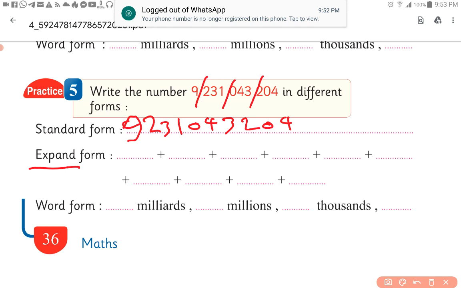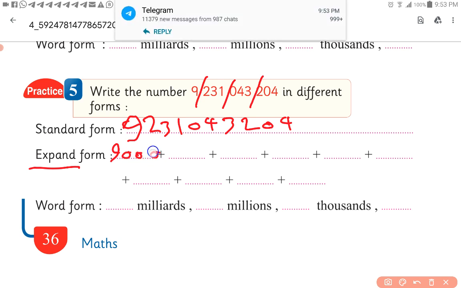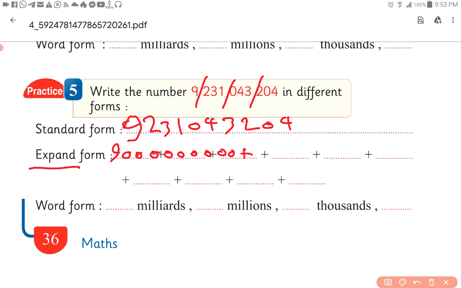We'll write the value of each digit. Give me the 9. What is before it? Count the number of digits before it: 9, so we'll put 9 zeros. Then plus 2. Before it are 8 digits, so you'll put 8 zeros. Then plus 3 and put 7 digits, 7 zeros.